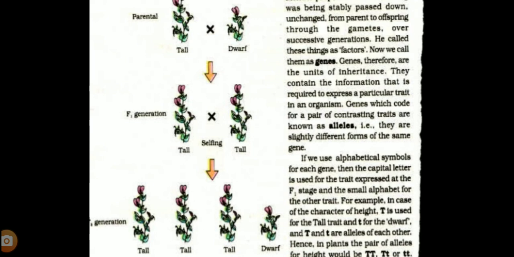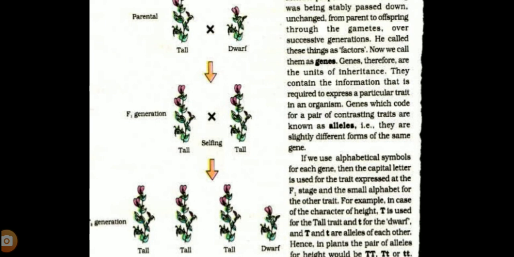Based on these observations, what did Mendel propose? He proposed that something was being stably passed down, unchanged, from parent to offspring through the gametes, and that it was expressed in the F2 generation, not the F1 generation. He called this a factor, but later this was termed the gene. Genes which code for a pair of contrasting traits are known as alleles.